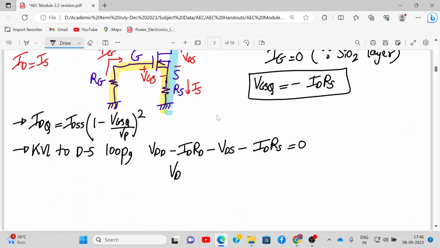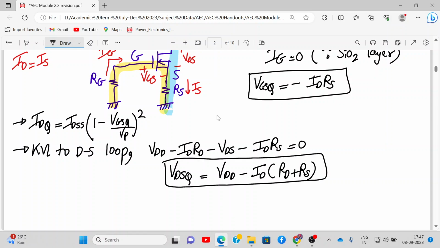So from here, club all the terms of VDSQ together, and your VDSQ will be VDD minus ID into RS plus RD. Okay. Are you following up till here? I mean, you all are following what is going on? Yes, sir. Okay.